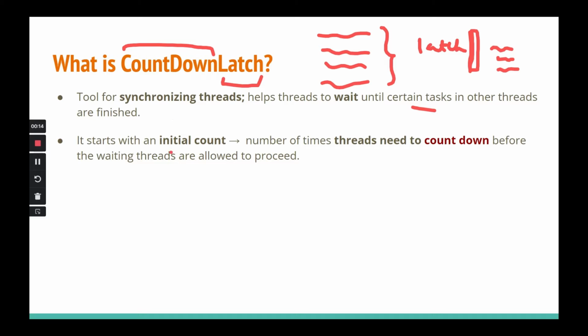So how this functions is, it starts with some initial count. In this case, I gave 4. Let's say it starts with an initial count of 4, and that is the number of times the threads need to count down before the waiting threads are allowed to proceed. Who are the waiting threads? The waiting threads are the new threads, and these are the current ongoing threads.